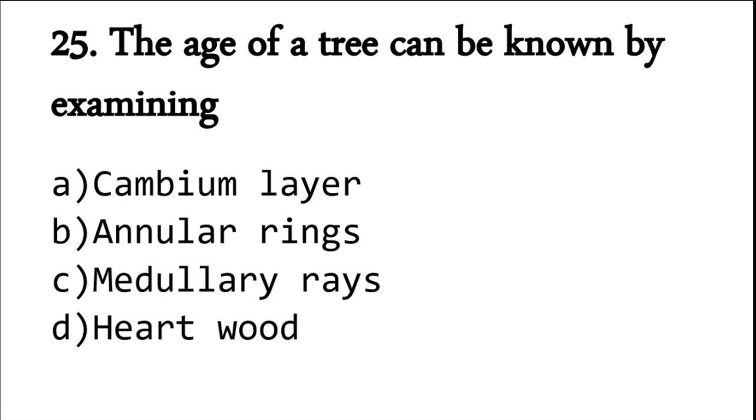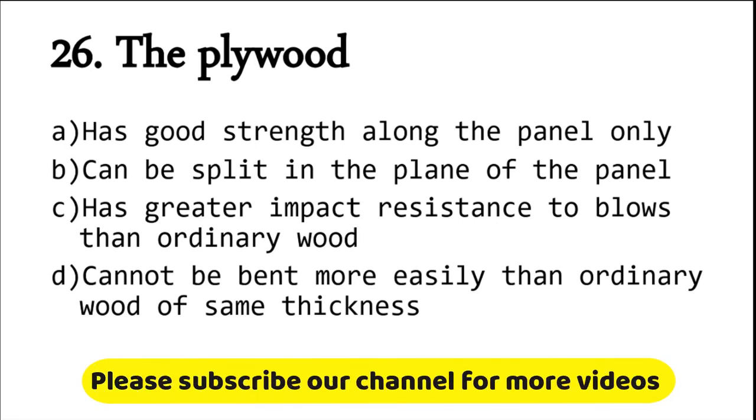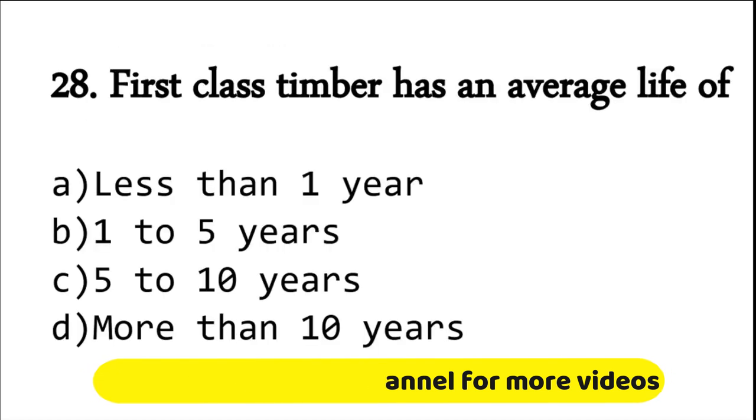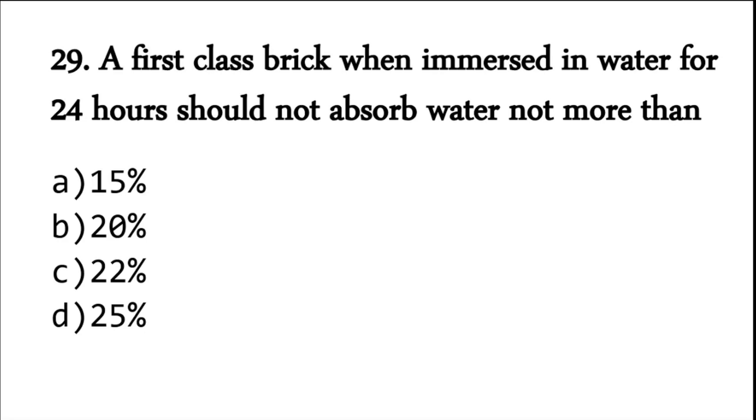Next is, the plywood has good strength along the panels only, can split in the plane of the panels, has greater impact resistance to blows, cannot be bent more easily than ordinary wood of same thickness. So the plywood can be split in the plane of the panel. So B is the correct answer. Next is, first class timber has an average life of more than 10 years. D is the correct answer.